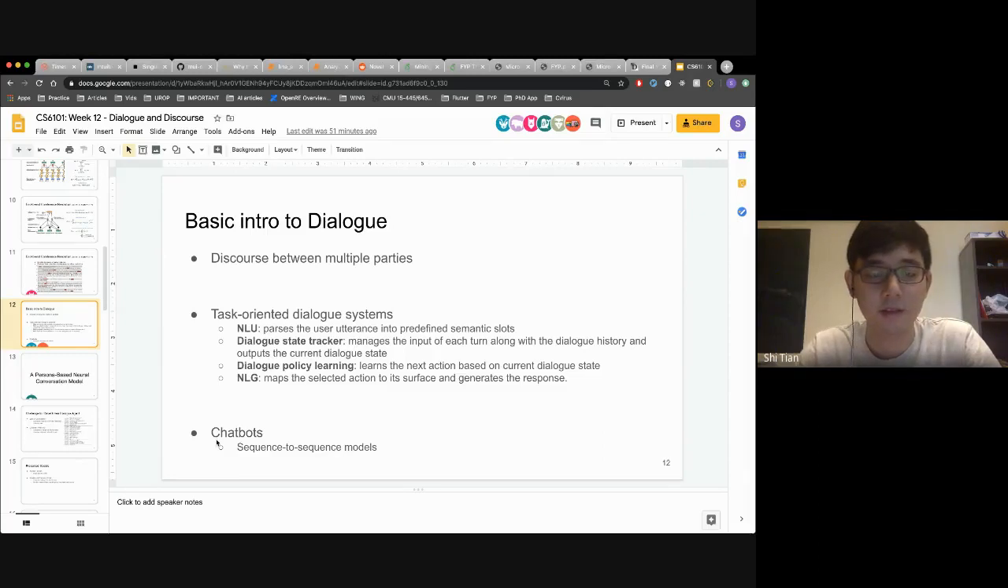Chatbots don't have a task at all, they just try to keep the conversation going. Traditionally people just use the sequence to sequence model, but there are multiple considerations. It's not going to be as easy as something like machine translation, because there's no direct correspondence between the input and the output sequence, so you have to take into consideration things like context. So that's a very rough overview of dialogue as a whole. And then I just pass my time on to the next presenter. Thank you.